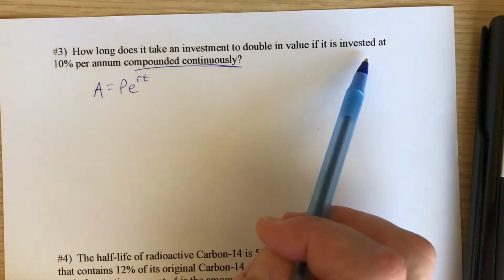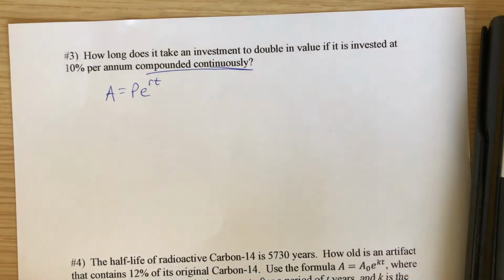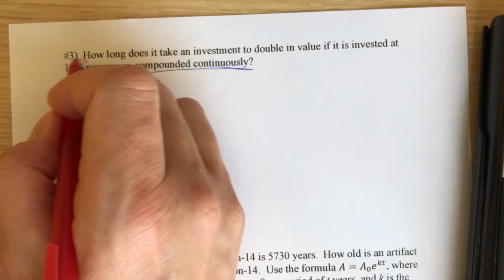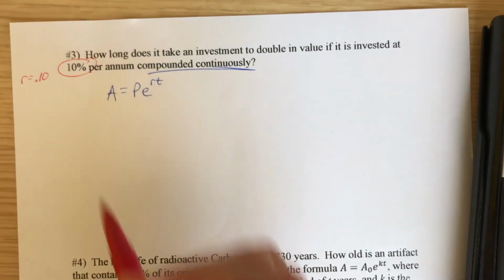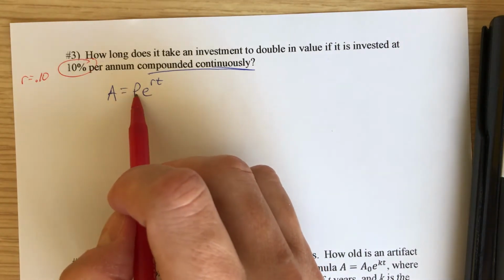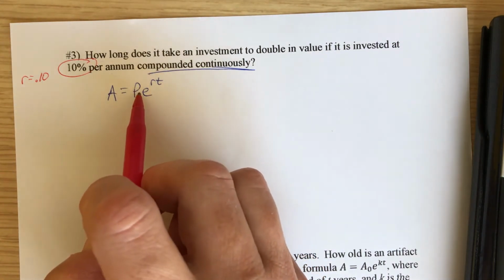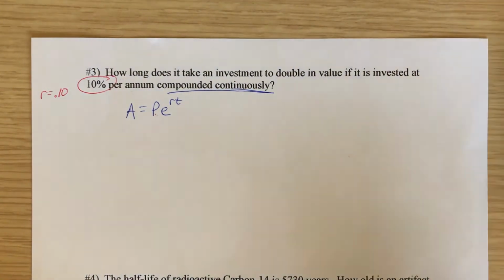Now, something about this problem that you might be looking at and say, wait, we do not have enough information here, because they do tell us the rate is 0.10 or 0.1, 10%, but they don't tell us the original value. They don't tell us what we're starting with here for the principal. So how is it that we're supposed to figure this out?